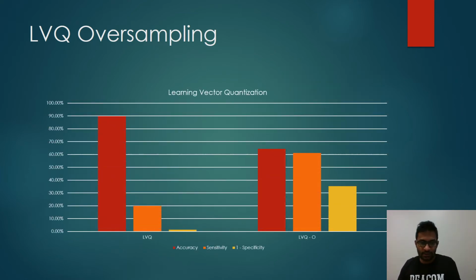So as you can see here, the model without the oversampled data and the model with the oversampled data, you can see that there is a big difference. So that means you can see the class imbalance has a big impact here.